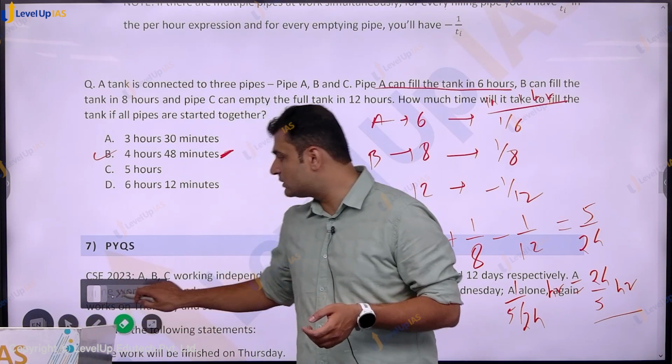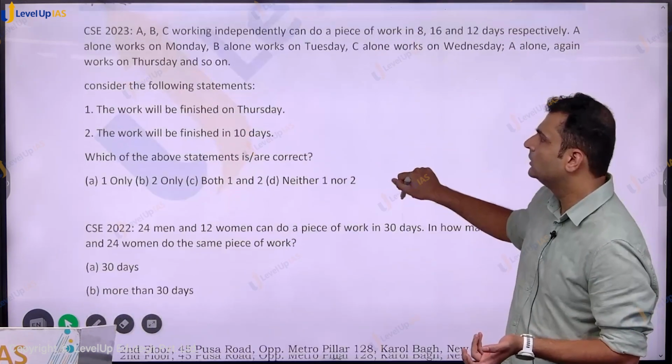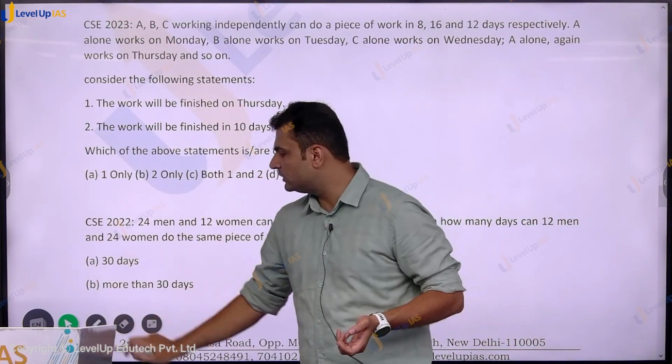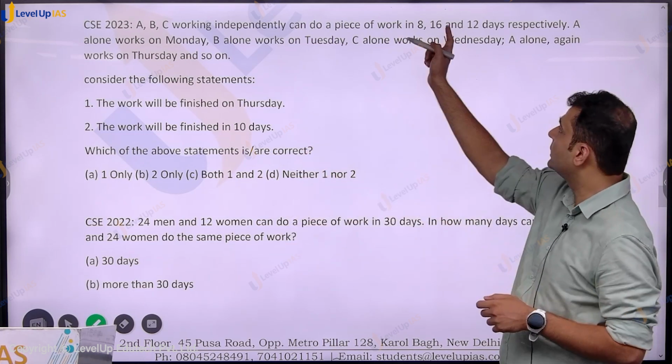There is nothing else to teach. Let us see if we can solve the PYQs using this knowledge. This is CSAT 2023. There are 3 people working independently. They can do a piece of work in 8, 16 and 12 days.